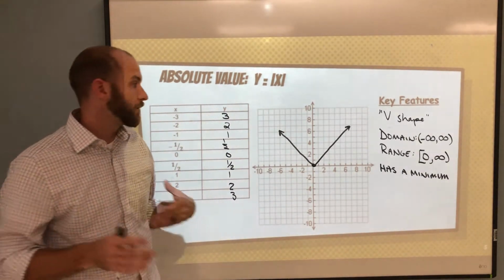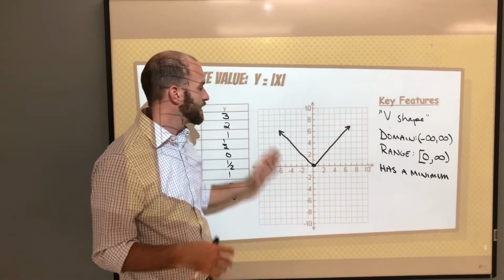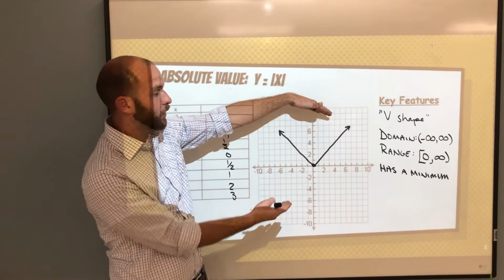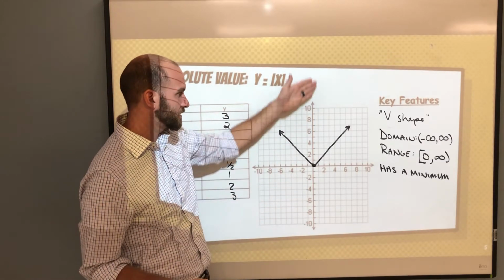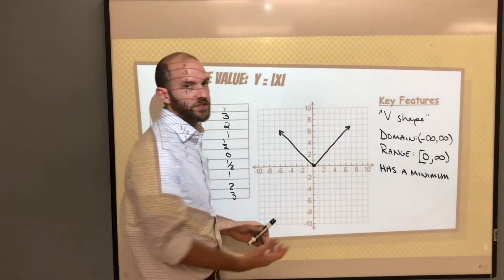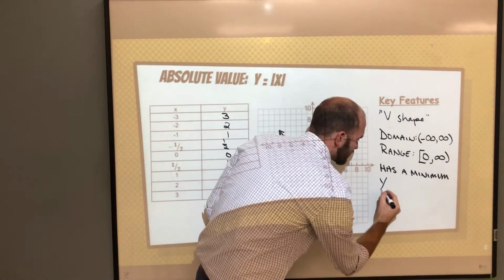Another thing that we could talk about on this graph that we haven't talked about on the other graphs is that it's symmetrical. We see the left side of the graph is the exact same as the right side of the graph. So we would say it has y-axis symmetry. That is, if we folded the y-axis over, we would get a reflection there. So it has y-axis symmetry.